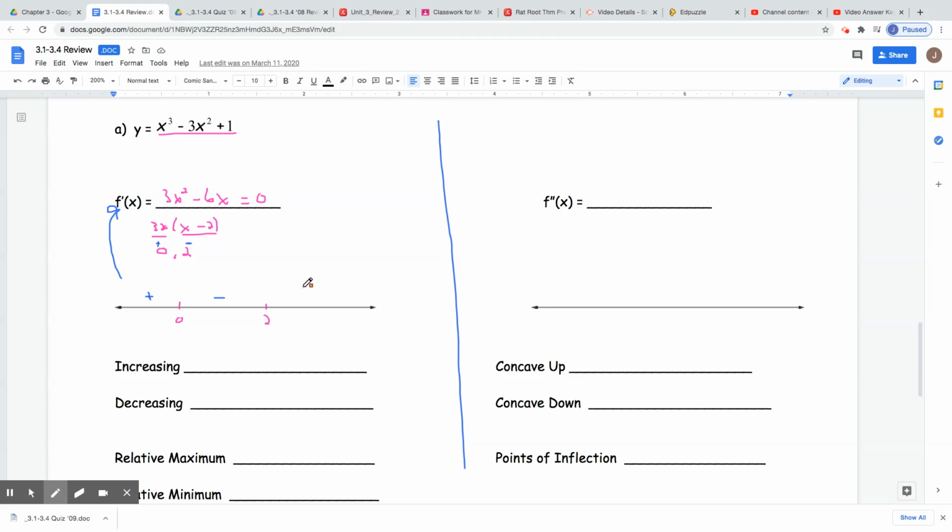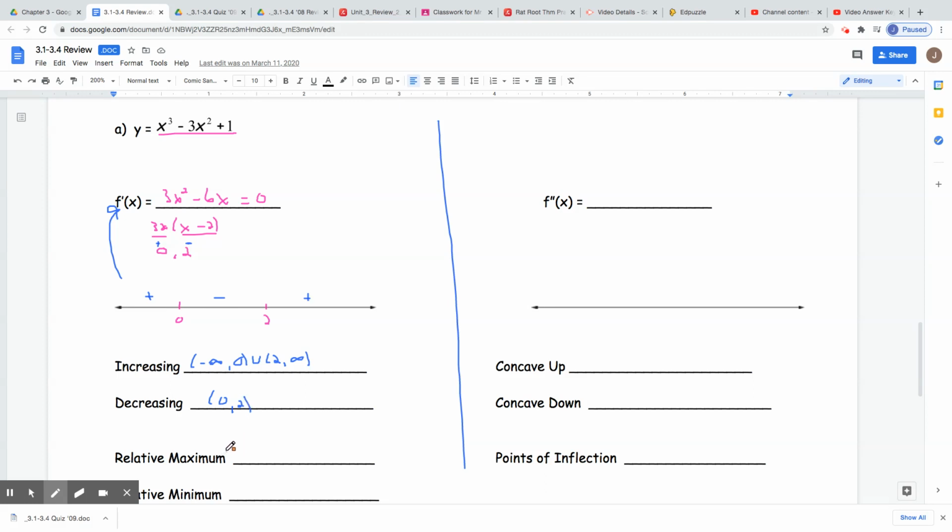Anything larger than 2, like 3. 3 times 3 is positive 9. 3 minus 2 is a positive 1. Positive times a positive is a positive. So that means the original is increasing wherever the derivative is positive, from negative infinity to 0, union 2 to infinity. It is decreasing wherever it's negative, and that's between 0 and 2.